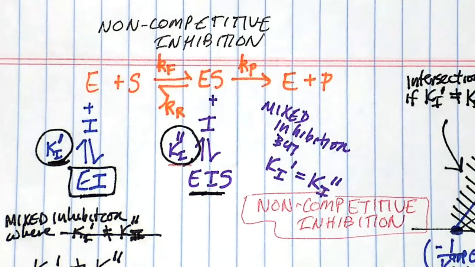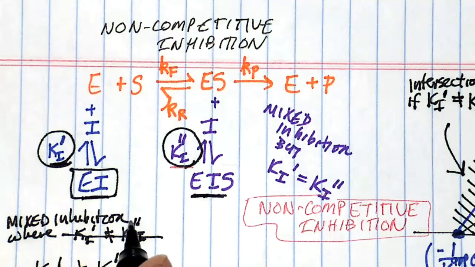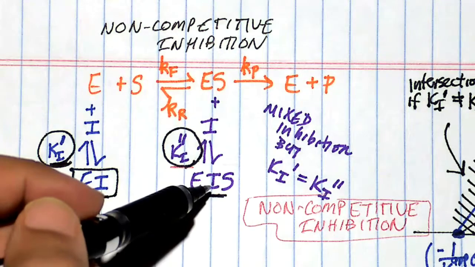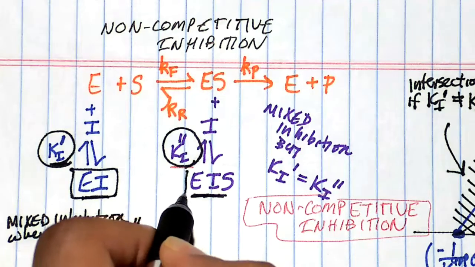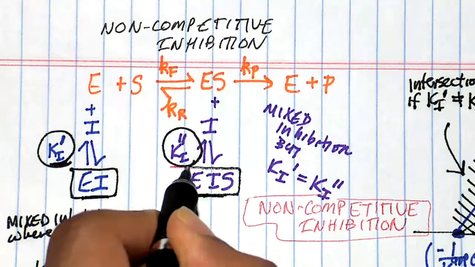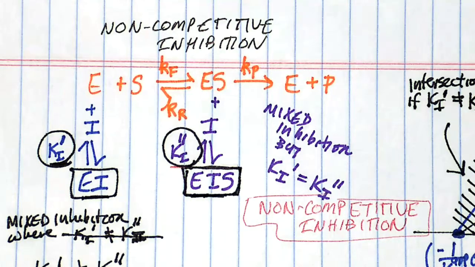If your apparent Km in the presence of a mixed inhibitor goes down, where did we see apparent Km go down? We saw that in an uncompetitive inhibitor. So if the apparent Km goes down, that means this dissociation constant is much stronger, so it's going to stay at EIS, and your apparent Km will go down.